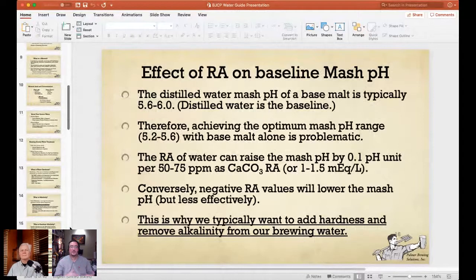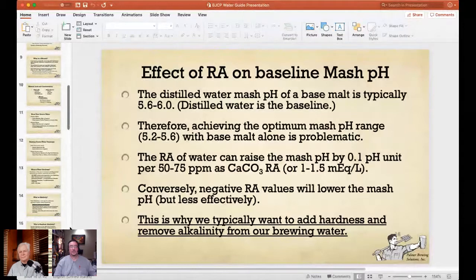So getting down to our target pH range of 5.2 to 5.6 is somewhat of a problem because our baseline mash pH is 5.8. The residual alkalinity of the water can either raise or lower that mash pH by about 1/10 for every 50 to 75 parts per million as calcium carbonate.